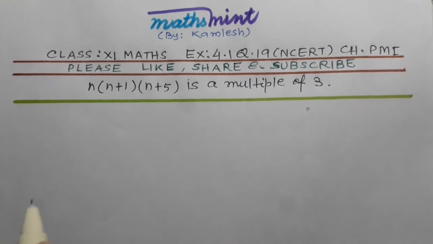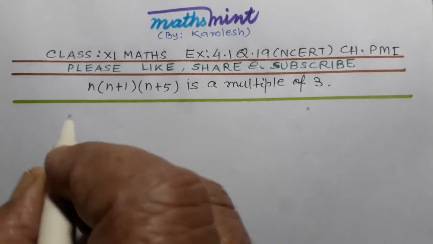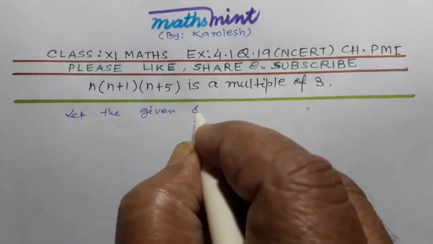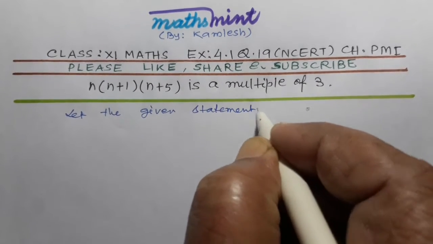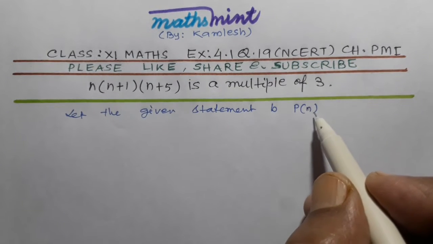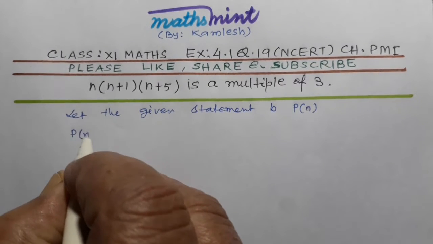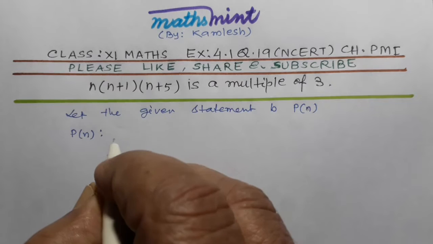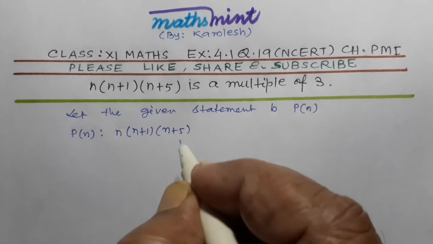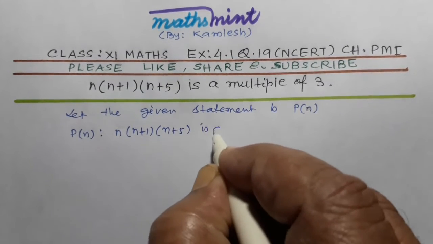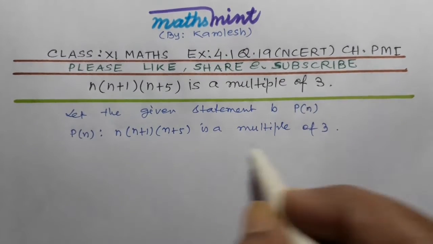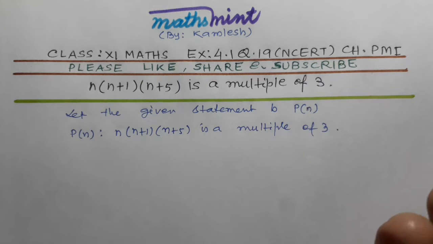So in the first step we shall write, let the given statement be P of n, meaning principle of mathematical induction of n term. P of n is such that n into n plus 1 into n plus 5 is a multiple of 3. This step we are doing like this for the first step, that is nothing difficult.